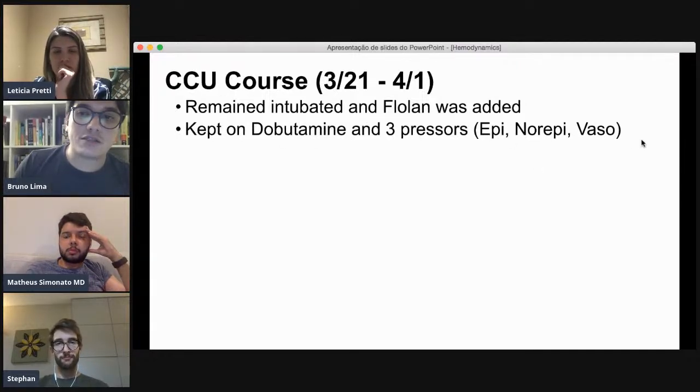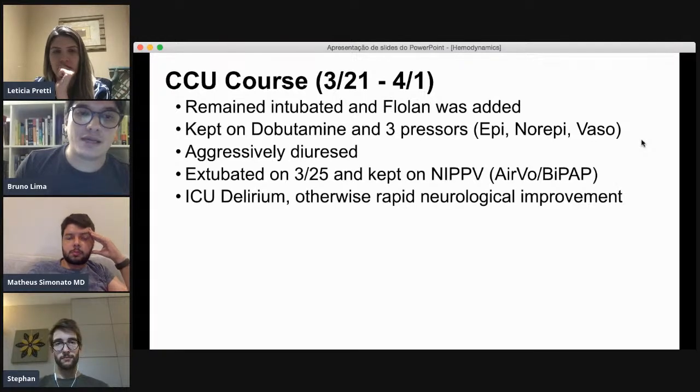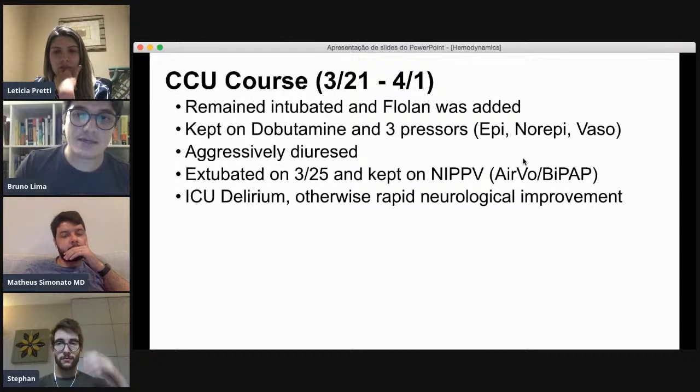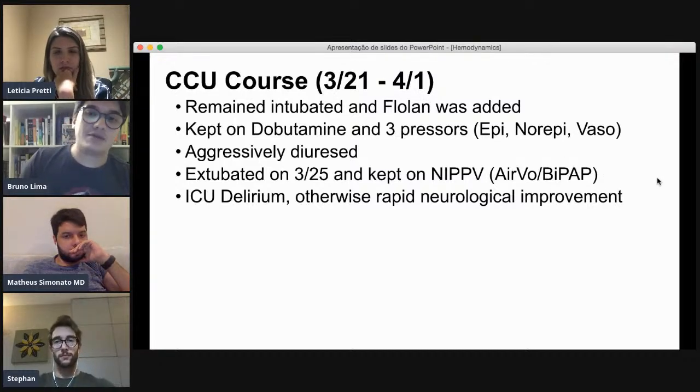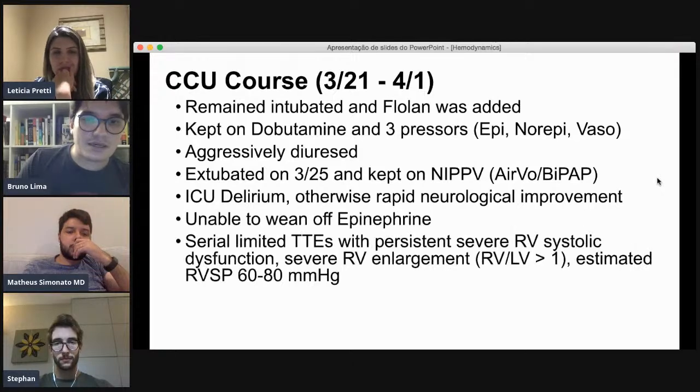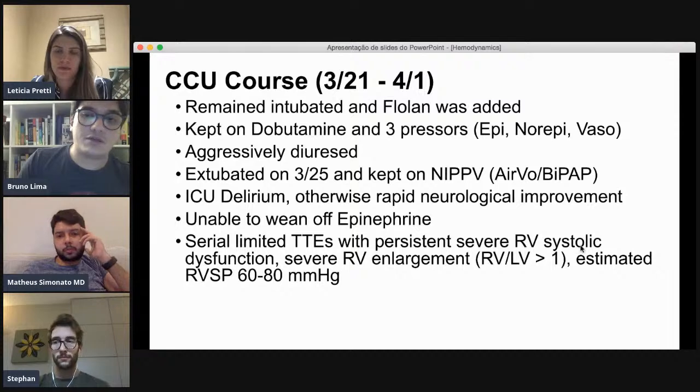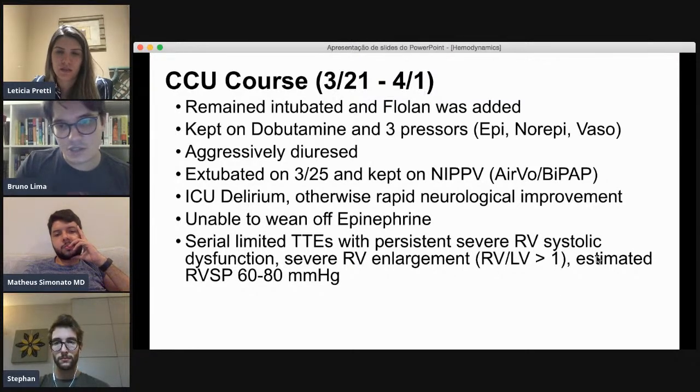So dobutamine here is mostly for RV support, okay? He was aggressively diuresed, he was extubated, and then he was put on non-invasive positive pressure, okay? Airvo, which is high-flow nasal cannula. He was alternating between high-flow nasal cannula and BiPAP. Got some ICU delirium and so on. He was unable to be weaned off epinephrine, and on serial TTEs, transthoracic echocardiograms, he had severe persistent RV systolic dysfunction, severe RV enlargement, with the ratio greater than 1.